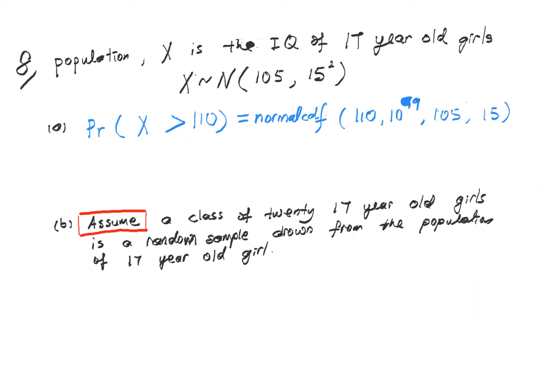So for this one, since the population is normally distributed, the sample mean is also normally distributed. Correct? Now they say find the probability that the mean IQ of a class is greater than, so you are talking about the sample mean. When you talk about the sample mean, may I know what is the sample size?